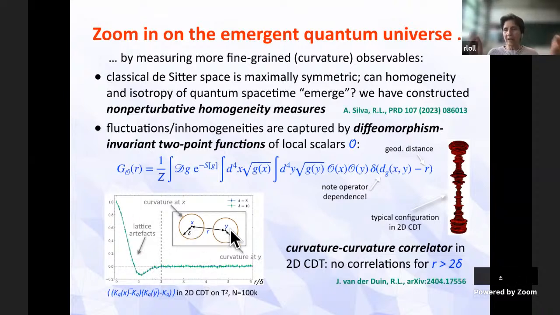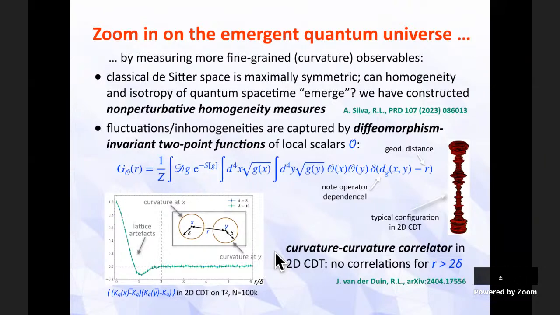We are looking at 2 points, and the curvature is extracted from a little, why is this a little bubble, a little circle? Well, it's only quasi-local because it involves derivatives. It's a curvature, so it's in point X and point Y. And we see that when you look at sufficiently large R's, where these measurement regions don't overlap, it's beautifully zero.